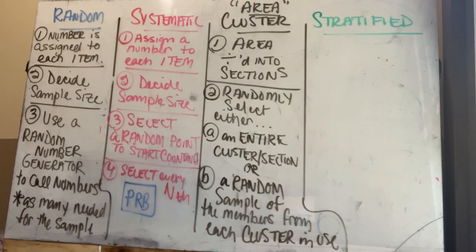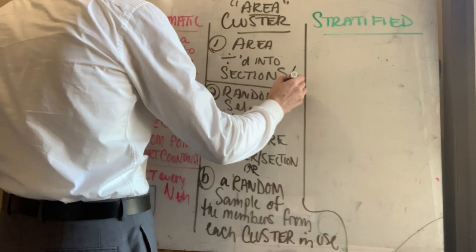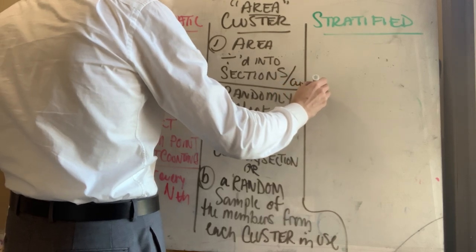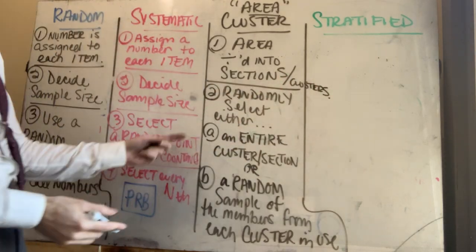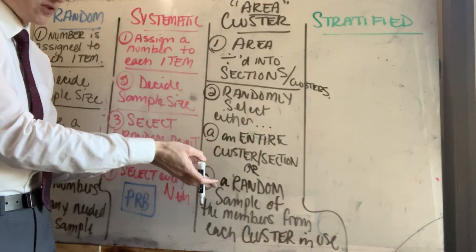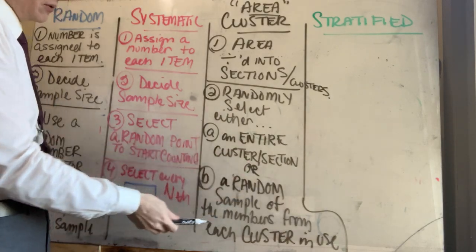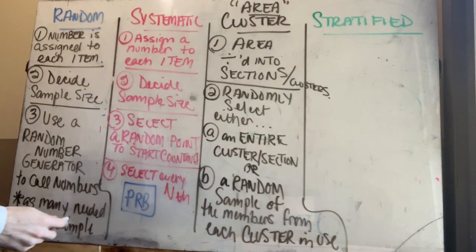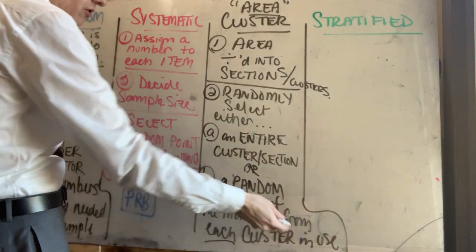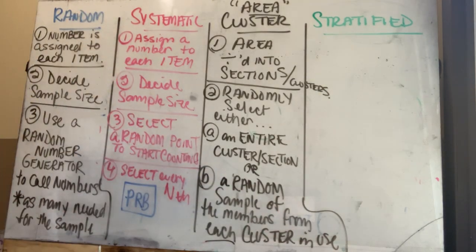Take a geographical area, divide it into sections. These are clusters. And then randomly select either an entire cluster onto itself or randomly a random sample of the members from each cluster in use, which may be three out of, let's say, four, in theory, clusters.